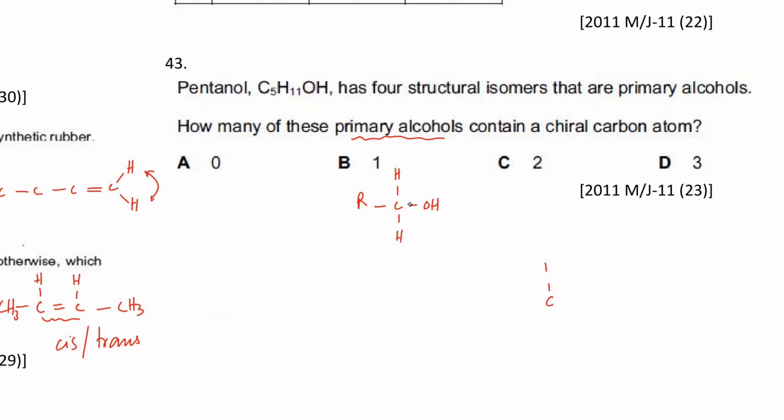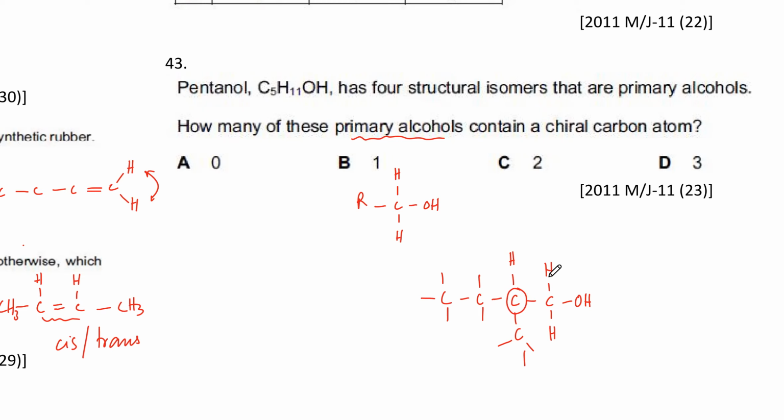I'm going to draw the first one. I've got CH2OH, and the rest of the molecule would be on this side. So I've got 4 carbon atoms left. How can I make it chiral? I can have H on one side, a carbon on one side, and, since there are 5 carbons total, 2 carbons on this side. The rest are all H atoms. This one will have 3 H's. So this one is chiral.